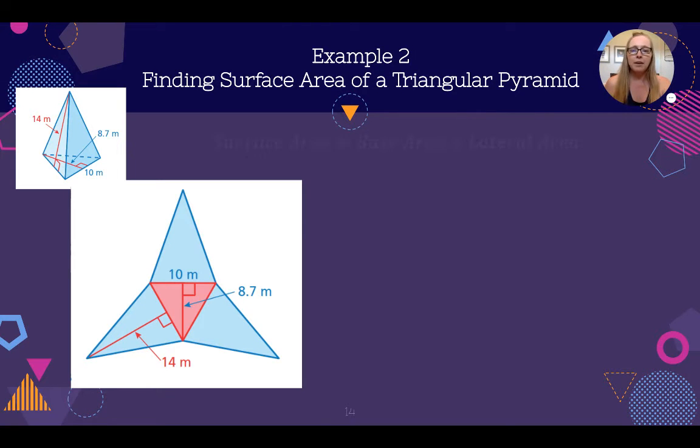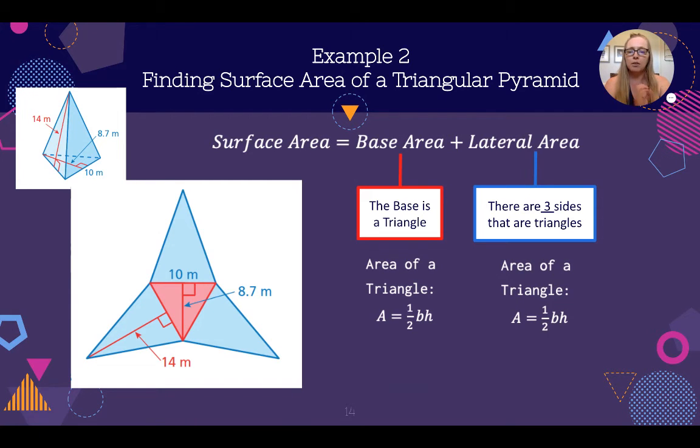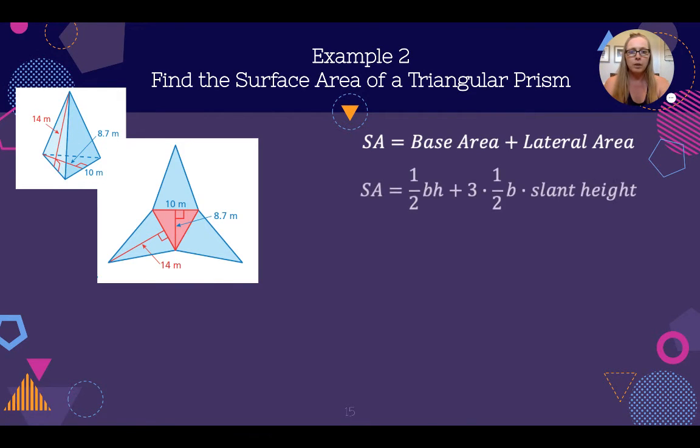So we have our surface area is our base area plus our lateral area. This time, we only have 3 triangle sides. So when we're finding our surface area, we're just going to be taking 3 of those. We're going to find the area of one triangle, one of the blue triangles, and multiply that by 3. So let's take a look at what we would do here.